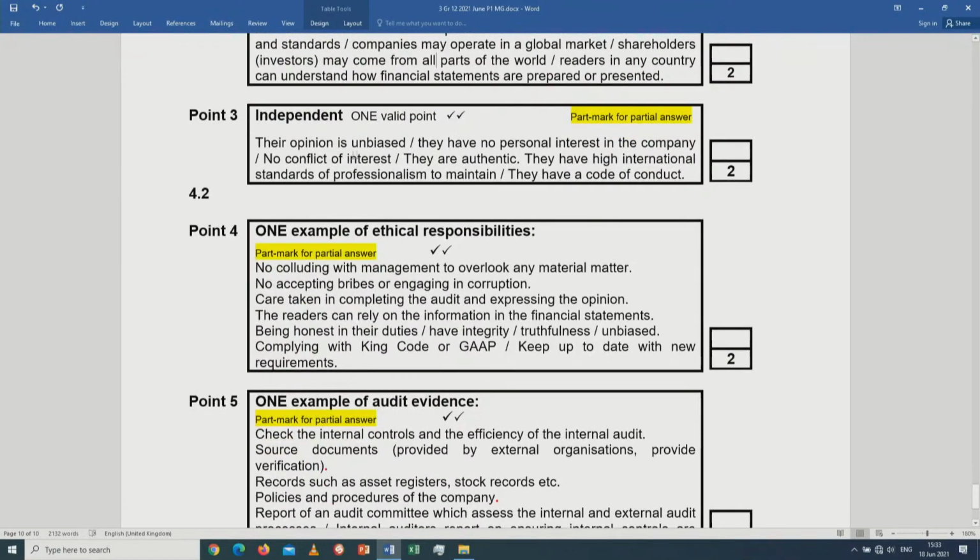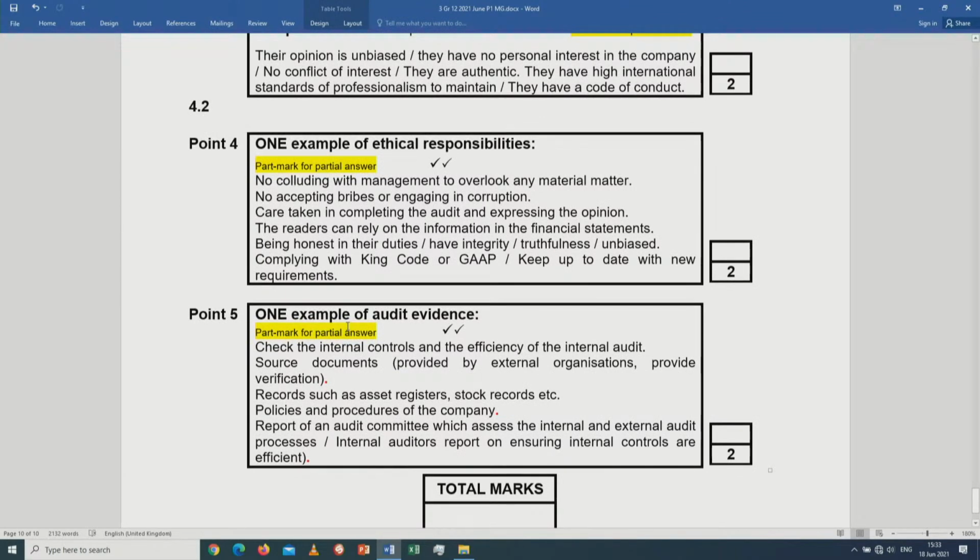Independent: their opinion is unbiased. They have no personal interest in the company, no conflict of interest, as they are independent and external auditors. Part marks, so it's 2 marks each, but if you feel that it's a part mark, a partial answer, you can award 1 mark there. 1 example of ethical responsibilities: no colluding with management, no accepting bribes, care taken in completing the audit, and then the readers can rely on the information, being honest, and so on. So partial answers will also be expected there, colleagues, but we need only 1 valid answer to get 2 marks.